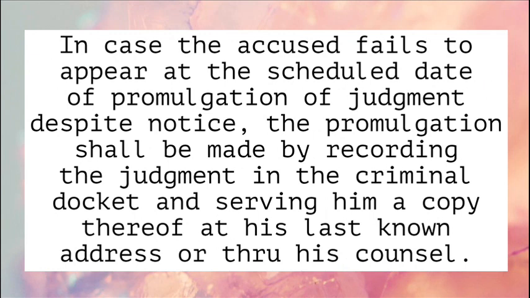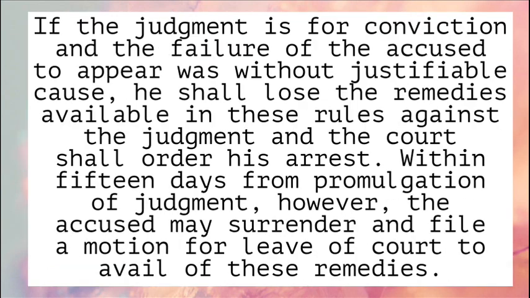In case the accused fails to appear at the scheduled date of promulgation of judgment despite notice, the promulgation shall be made by recording the judgment in the criminal docket and serving him a copy thereof at his last known address or through his counsel. If the judgment is for conviction and the failure of the accused to appear was without justifiable cause, he shall lose the remedies available in these rules against the judgment and the court shall order his arrest.